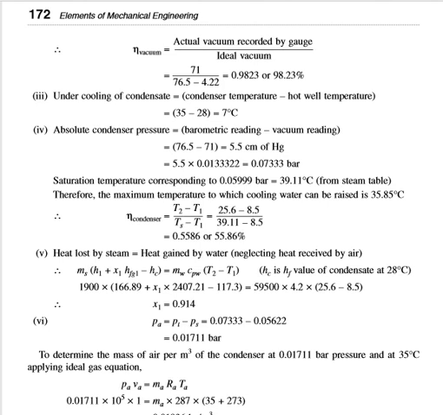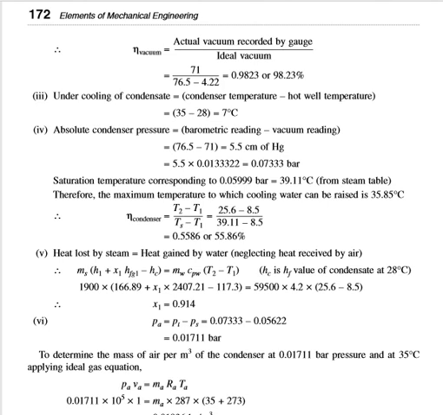Then you have to find condenser efficiency. Maximum temperature to which the condenser water can be raised is 35.85 degrees Celsius. Therefore, apply the formula: condenser efficiency equals T2 minus T1 upon Ts minus T1. Put the values: 25.6 minus 8.5 divided by 39.11 minus 8.5. Will get 0.5586, multiplied by 100, will get 55.86. That is the condenser efficiency you are getting in this case, 55.86.